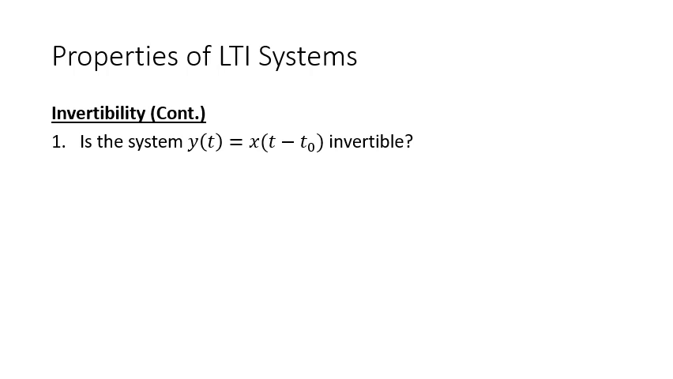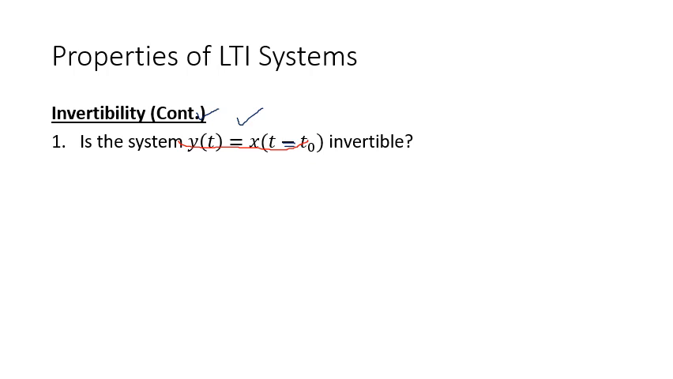Okay, so shown here is a system y of t equals x of t minus t naught. You have to tell whether this system is invertible. So if t naught is positive, this system is basically introducing delay, right? y of t will be the delayed version of x of t. But if t naught is negative, in that case y of t will be the advanced version of the input signal, right?